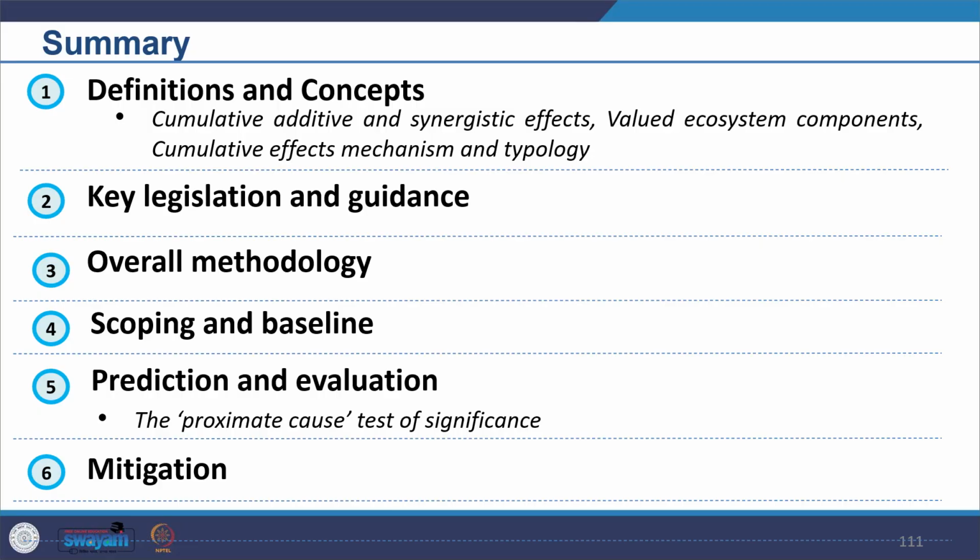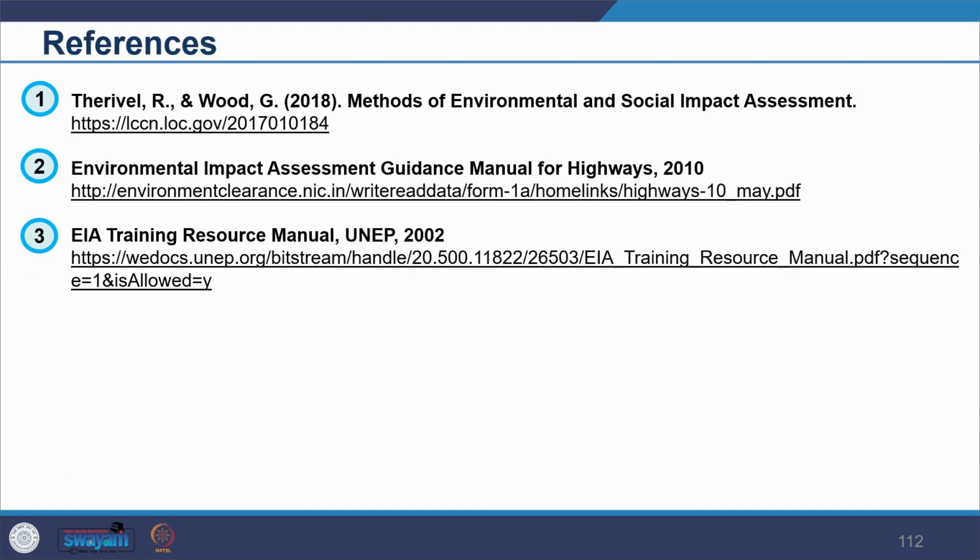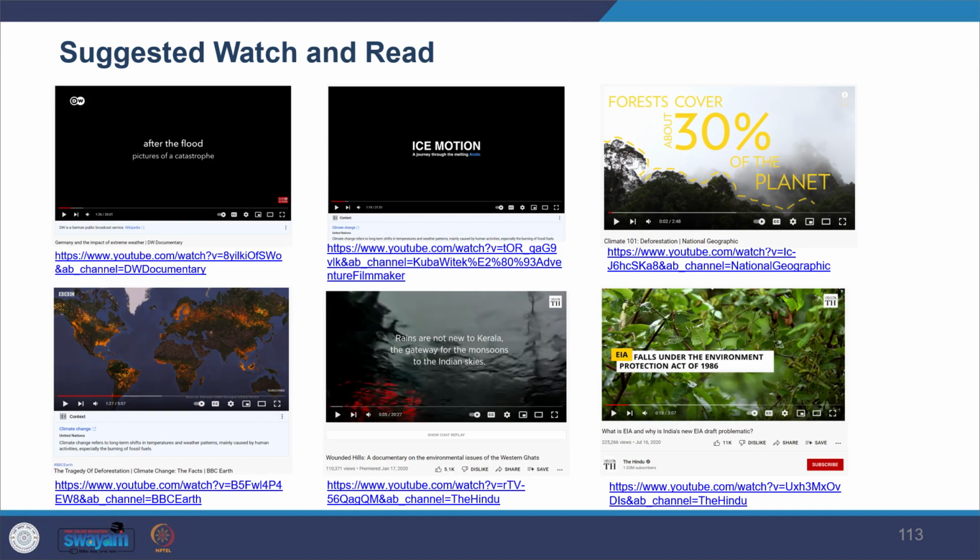So we'll wind up here. Summarizing what we studied today, we looked at definitions and concepts related to cumulative impact. Then we looked at key legislation and the context scenario about cumulative impact, and then the overall methodology. We looked at the key aspects you need to take care of in scoping and baseline, then how you undertake prediction and evaluation, and what you really do in the mitigation measures. These mitigations are really different from other mitigations you undertake. So this was the key reference in this particular session, and these are the suggested watch and read.